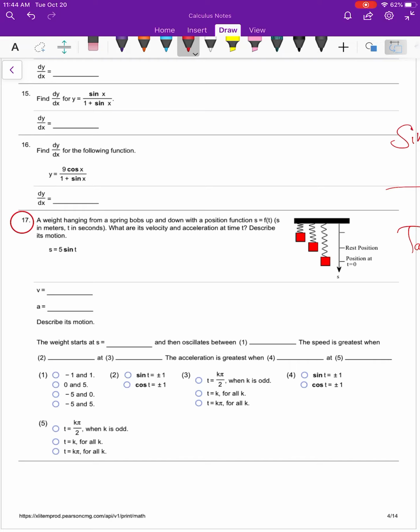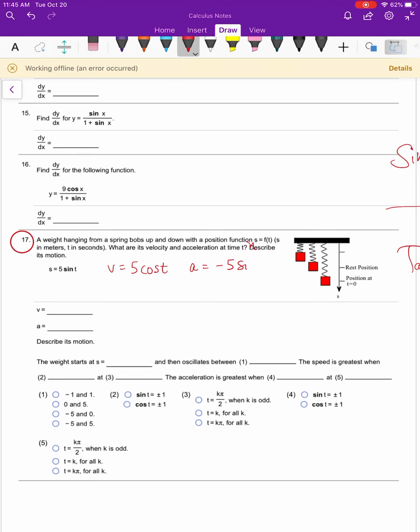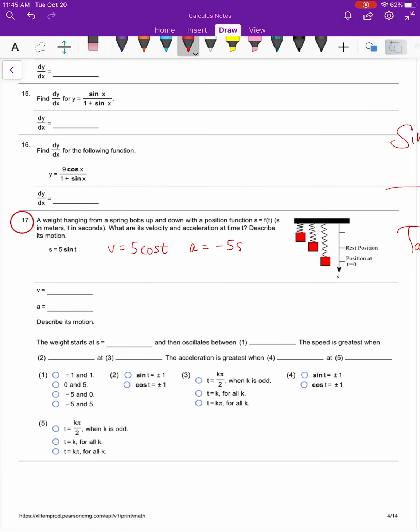Describe its motion. So velocity is going to be 5 cosine t. Okay, that one's easy. Acceleration is going to be the derivative of that, so that's going to be negative 5 sine t. So that would be your answers there: 5 cosine t, negative 5 sine t.